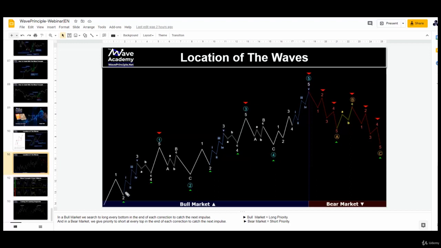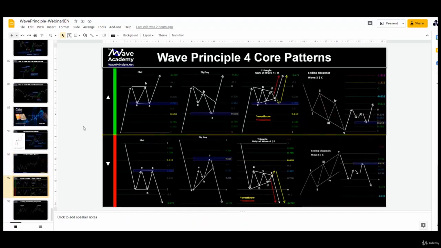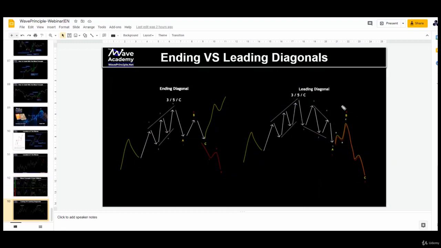We can find another leading diagonal in wave 1 of subdivisions of wave 3 inside wave 1. So let's remember what the wave principle rules are for core patterns. We always need to understand that we can find flat, zigzags and triangles only in corrective waves, and ending diagonals along with leading diagonals only in wave 1 or A.